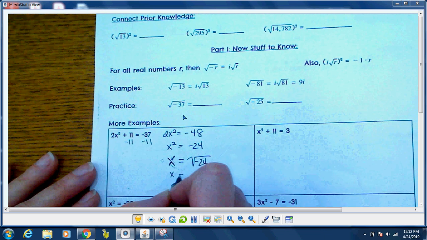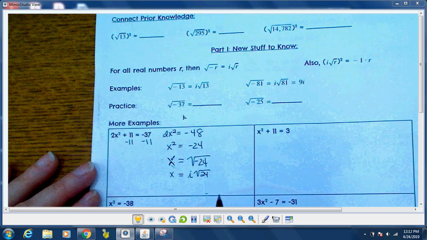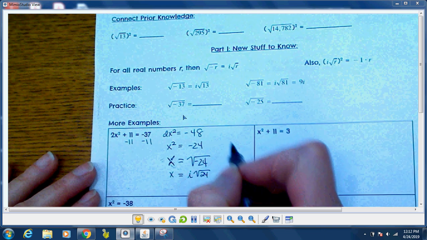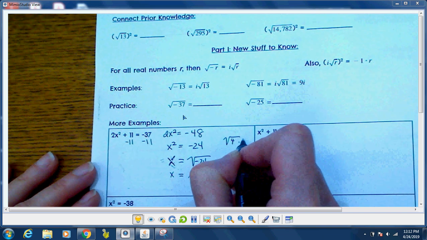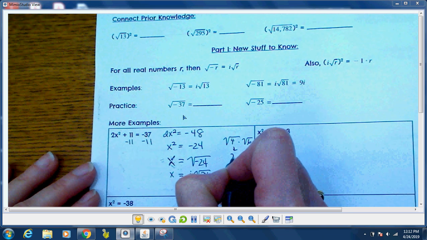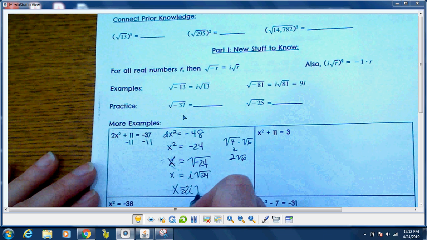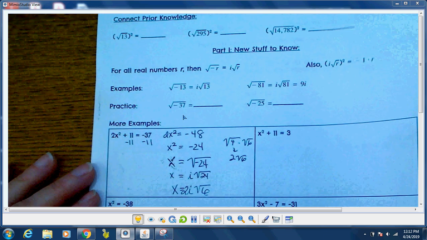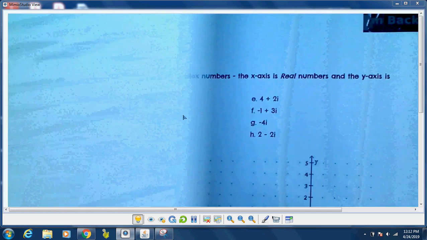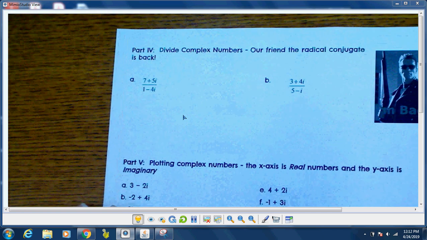So we can rewrite that as x equals i times the square root of 24. And 24 equals 4 times 6. So you think of it as the square root of 4 times the square root of 6, and that becomes a 2. So x equals 2i, the 2 goes in front of the i, square root of 6.